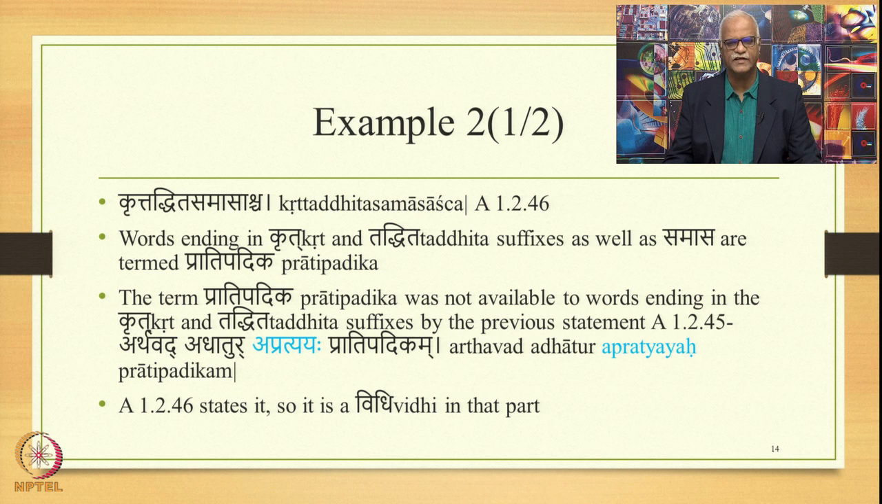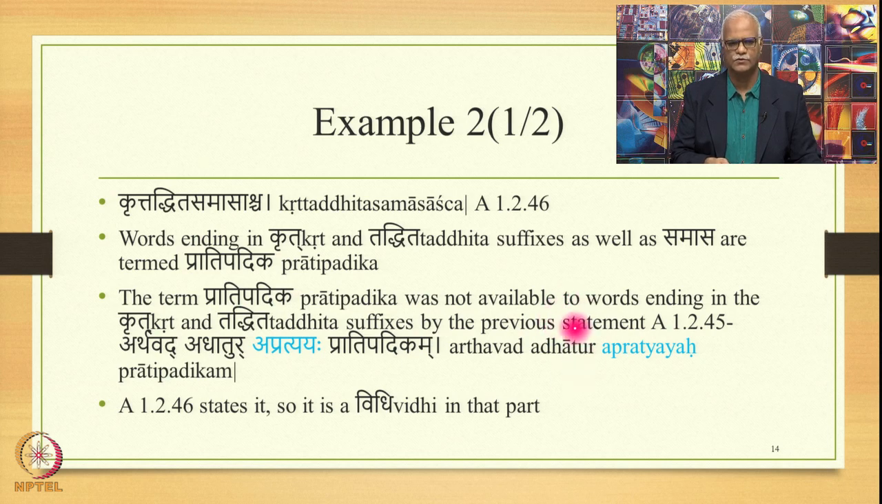The term Pratipadika was actually not available to words ending in the Krit and Tadhita suffixes by the previous sutra 1245, which is Arthavat Adhatuhu Apratyayaha Pratipadikam. So it clearly says Apratyayaha. So a word ending in a pratyaya does not become Pratipadika. Krit and Tadhita is a pratyaya and therefore the words ending in Krit and Tadhita is a pratyayanta word, a word which has a pratyaya at the end, so it does not qualify to be called a Pratipadika according to 1245. So the term Pratipadika was not available to Krudanta and Tadhitantas by this sutra.